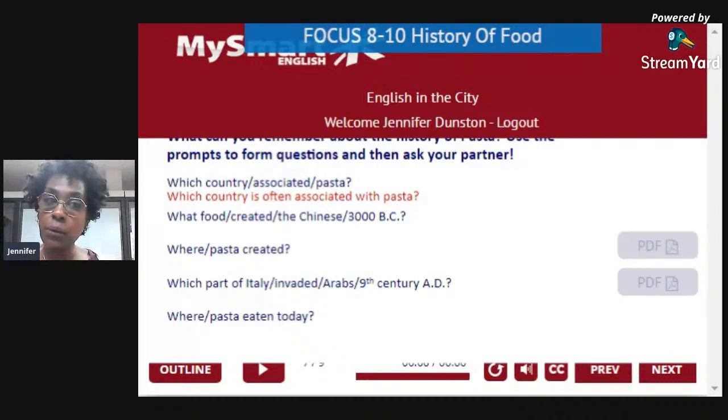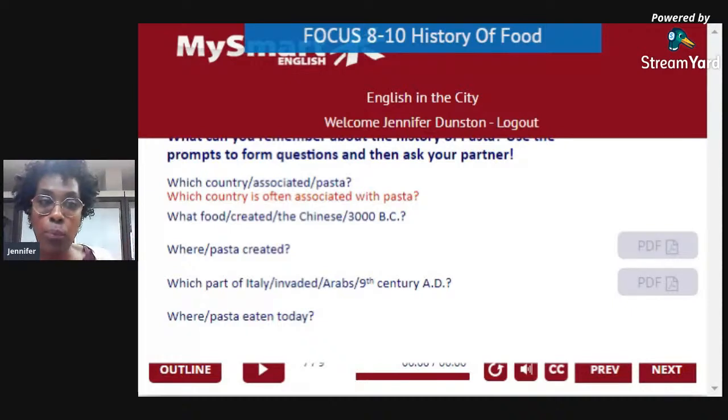Can anyone help us out here? Because in order to make a passive question, what food was created by the Chinese in 3000 BC? Thank you, Elena. We need by the Chinese, what food was created? Keep in mind, Sabrina, that when we're forming a passive phrase, we have the verb to be right next to our participle, unless we have something in the middle. We'll talk about that in a second.